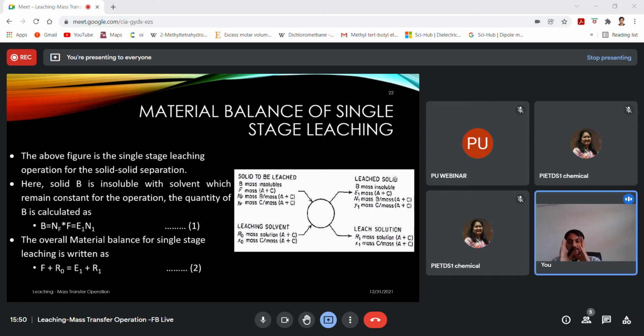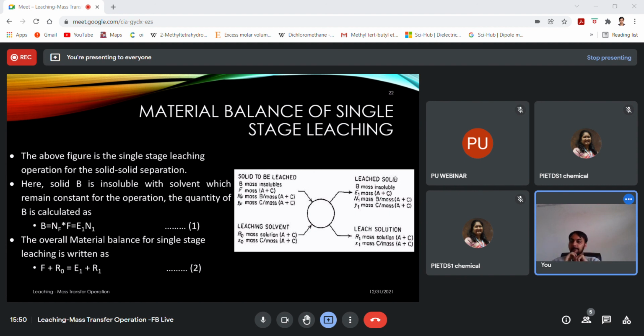The capital B is the insoluble solid, which remains constant for the operation. The quantity of B is calculated as the mass fraction of B times the feed, that is F. So NF is the mass fraction in the feed. We can say it is equal to E1 into N1, because it remains the same in the leach solid and feed solid, both being insoluble solids that remain constant.